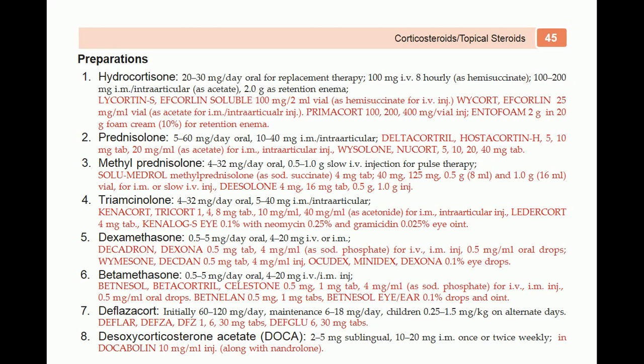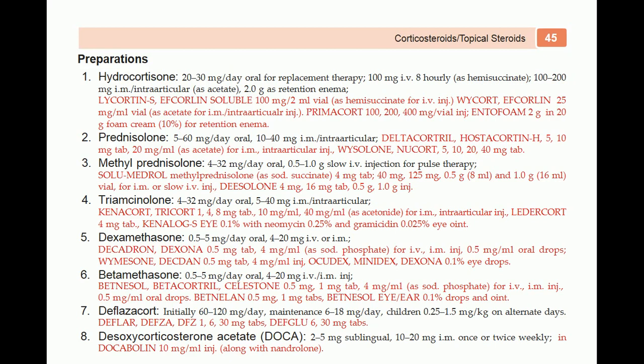Deflazacort is initially started at up to 120 mg per day. Maintenance dose is 6 to 18 mg per day, while in children it is recommended at a dose of 0.25 to 1.5 mg per kg on alternate days. That is called Deflor, and you can see many more drugs here.